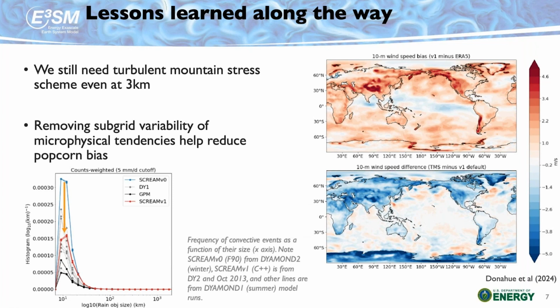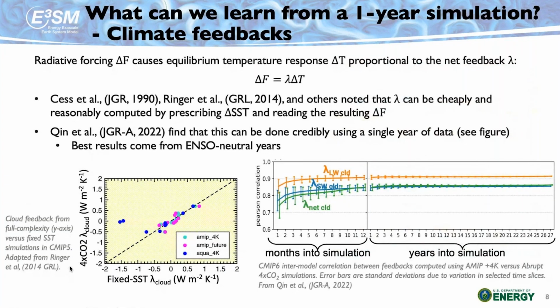But we are now able to run SCREAM for 1 year. And so one of the questions is, what can we learn from a 1-year simulation? I think one of the big questions that Peter Caldwell has been interested in is to learn about the climate feedback, since there's a large uncertainty across the CMIP class models, and previous studies have noted that the deep convection scheme has been a large root for that spread in the cloud feedbacks.